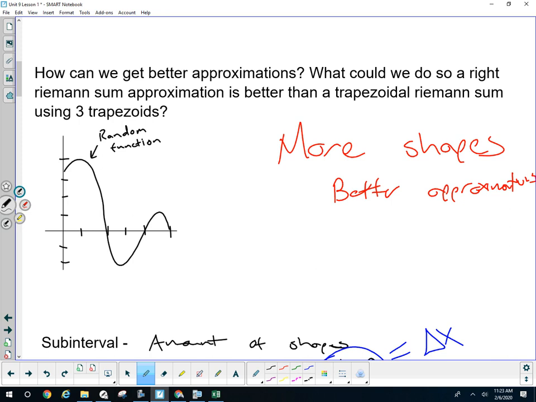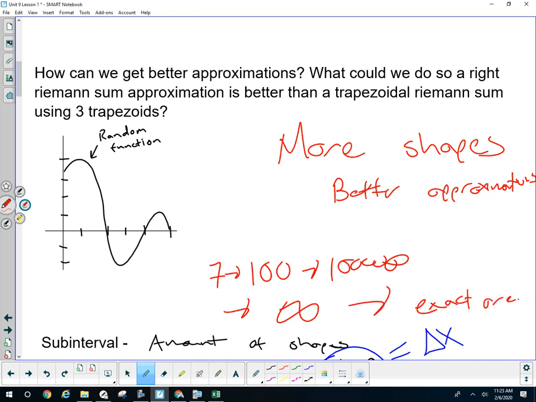Infinity. Okay? If more shapes become better approximations, 7 shapes would give you a good approximation. 100, better. 1,000,000, a better approximation. Infinite amount of shapes, exact area, right?